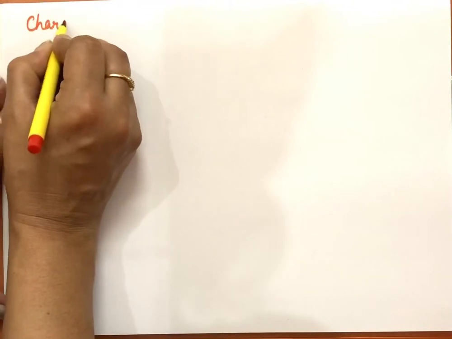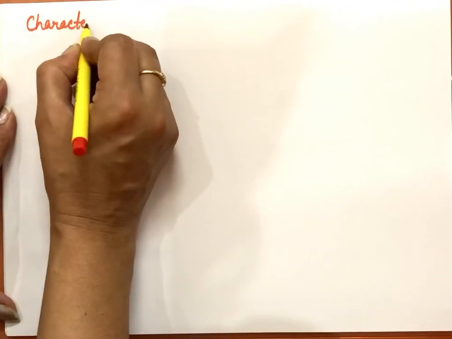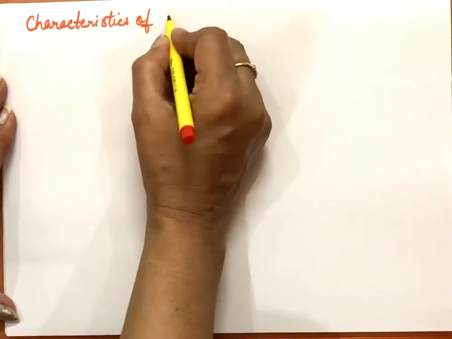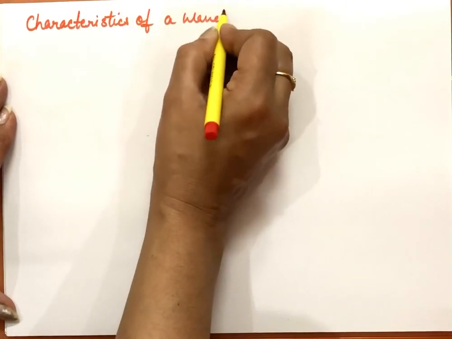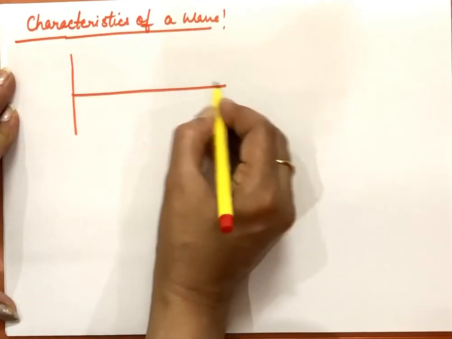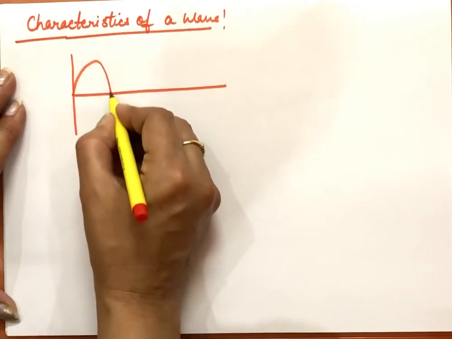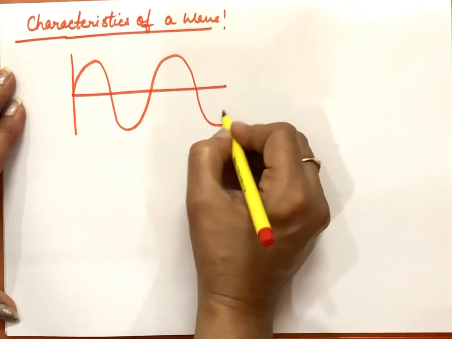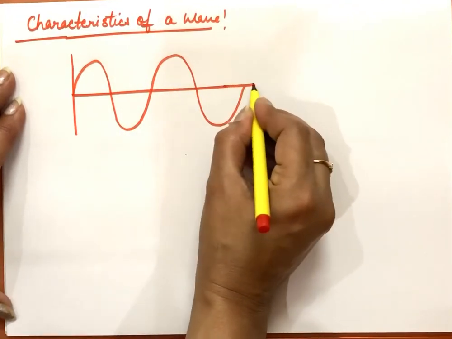Now we are doing the characteristics of a wave. What are the characteristics of a wave? We say that a wave is actually made up of crests and troughs. Suppose we take this as one wave. It's moving like this, forming the crests and troughs like this. So now we have to do the characteristics of this wave.